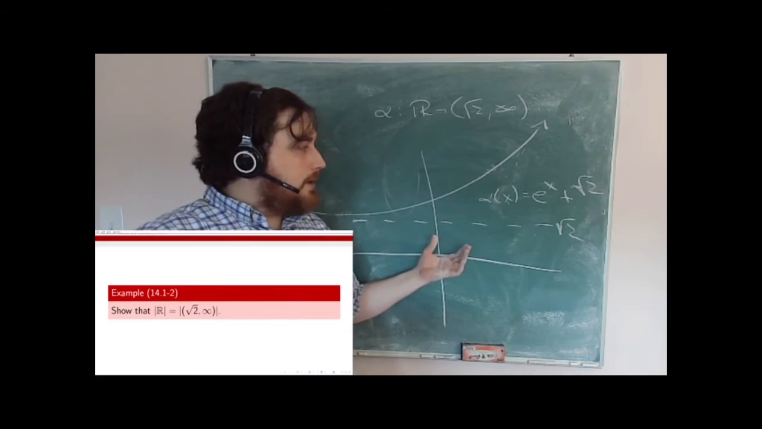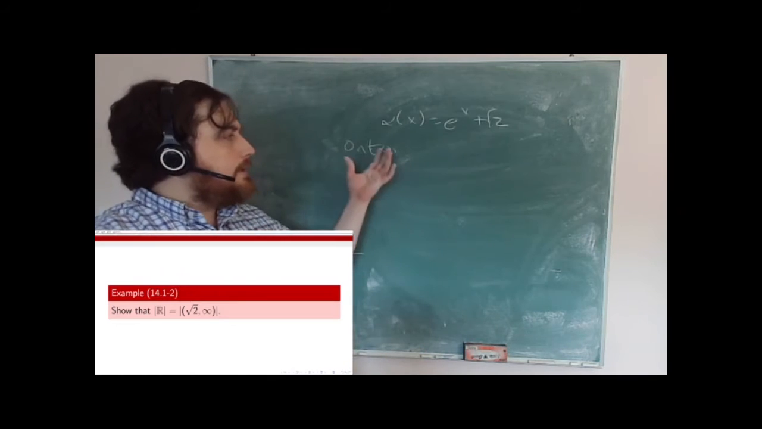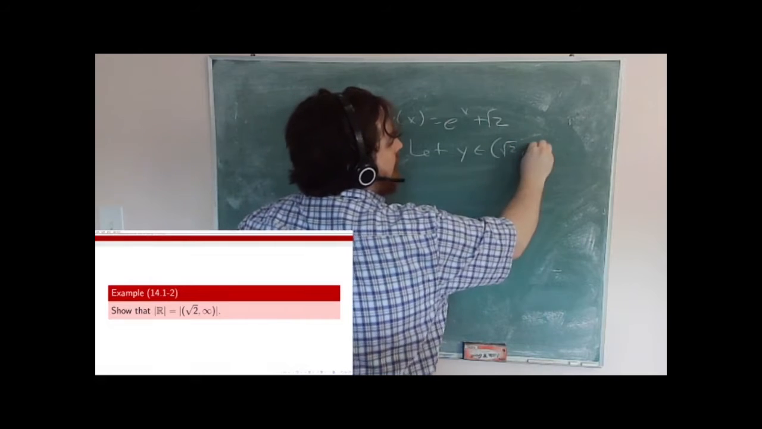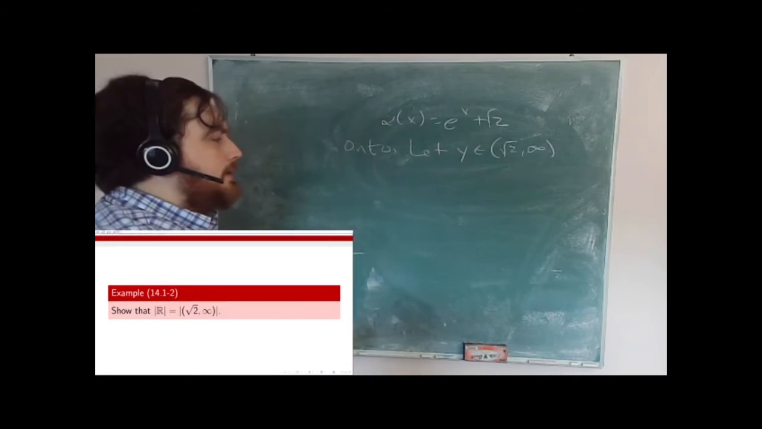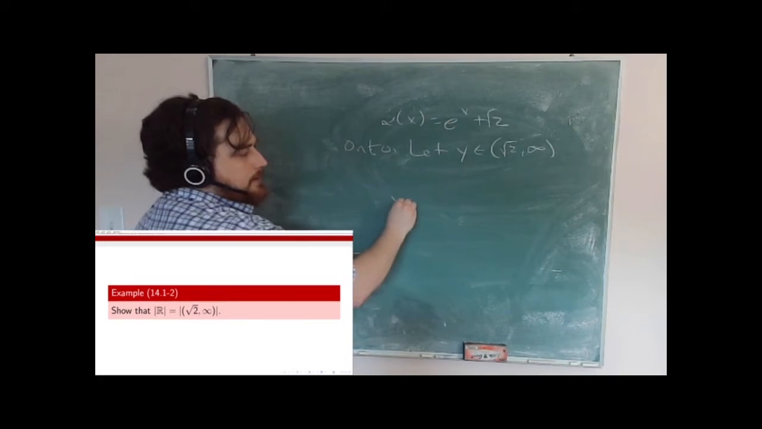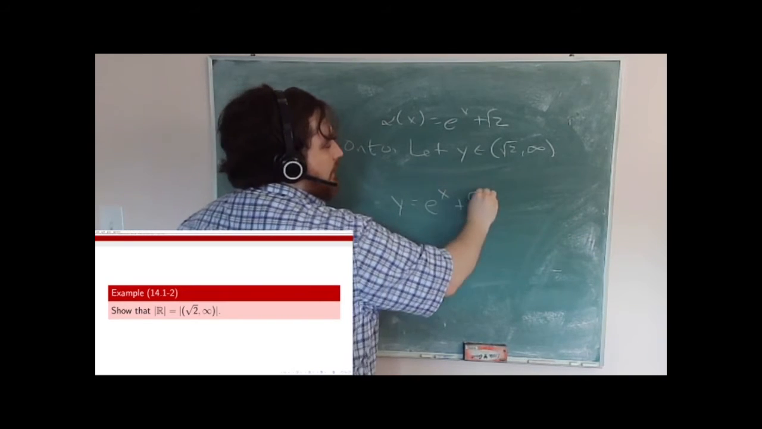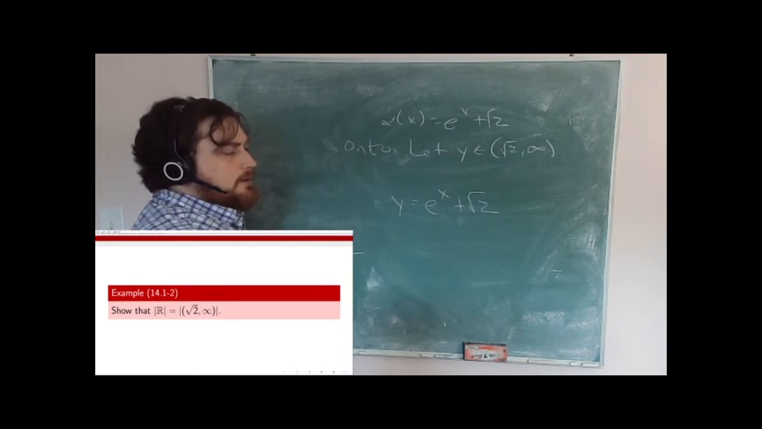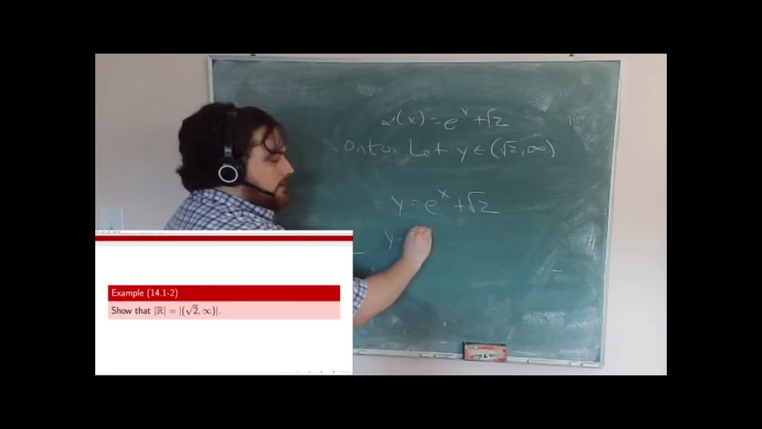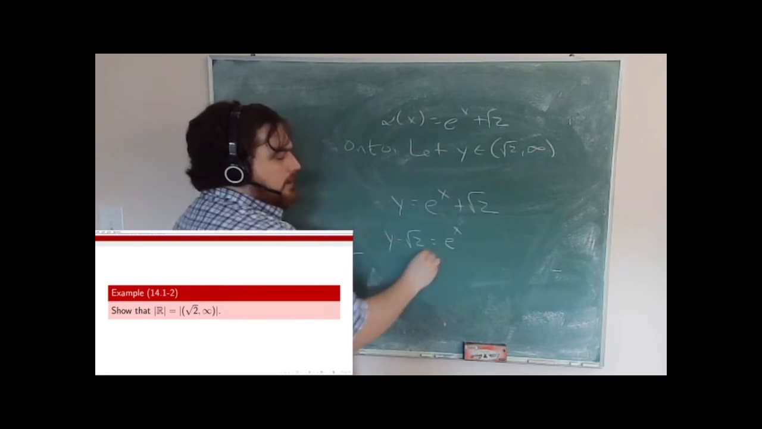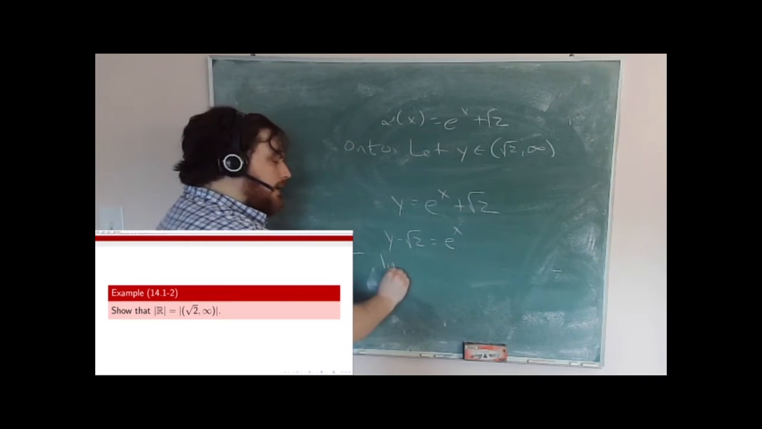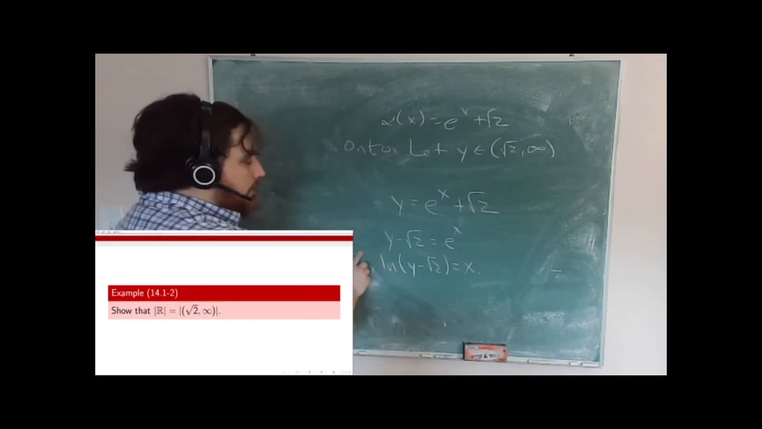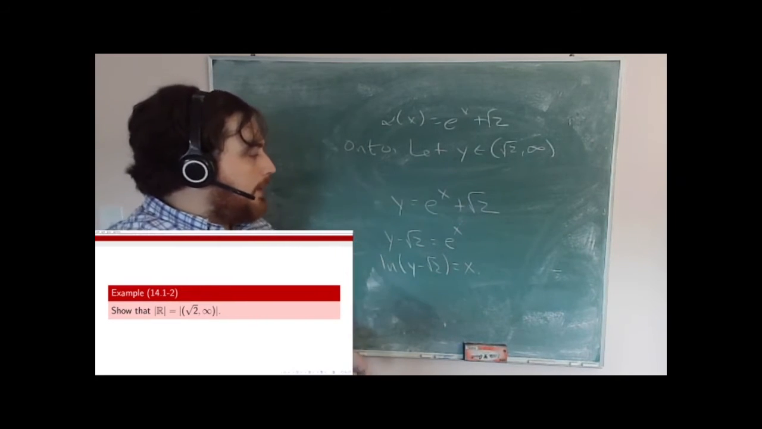So let's go ahead and do that for this one. To show that this is onto, I have to let y be in the interval of the square root of 2 to infinity, and I have to find something that gets mapped here. So the way I would do that is I would say y is equal to e to the x plus the square root of 2. And I have to ask, what would x be in terms of y? So I get y minus the square root of 2 is equal to e to the x. If I solve for x, I get natural log of y minus the square root of 2 is equal to x. And so I've found the x that would get mapped to y.